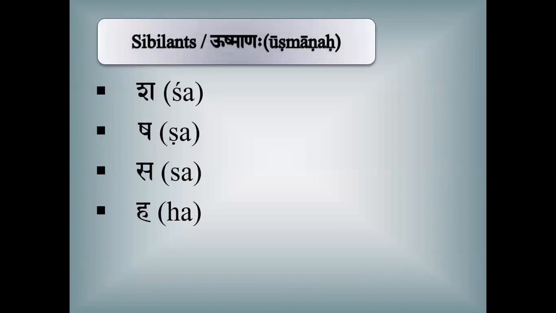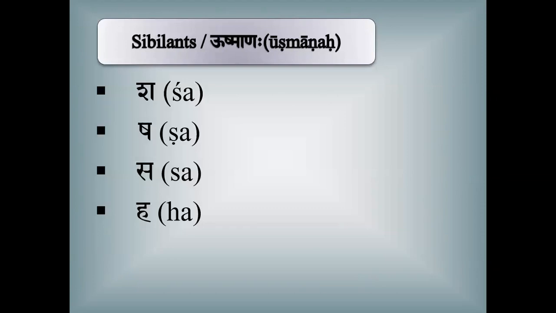Not a. A is a vowel, that is guttural. This Ha is also guttural only. We'll see, but there is a difference. A is a vowel, Ha is a consonant. That is the main difference. So now the four sibilants are Sha, Sha, Sa, Ha. The Visarga sound is also Ha only.